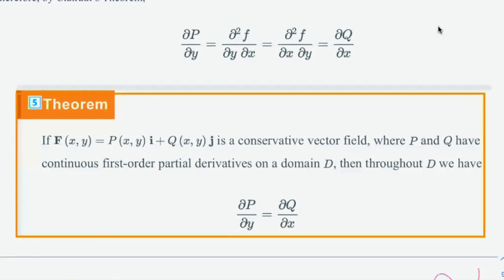So for a conservative vector field F, if you take the partial derivative of this first component with respect to y, and you take the partial derivative of this second component here with respect to x, the result will be equal. This is for any conservative vector field where P and Q have continuous first order partial derivatives, which means when you take partial derivatives of P and Q, they will be continuous.